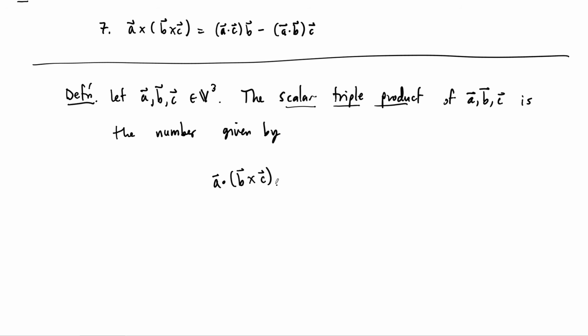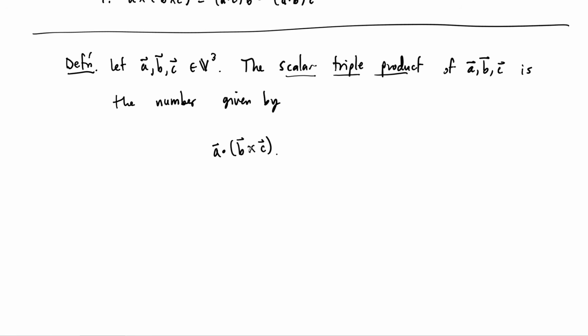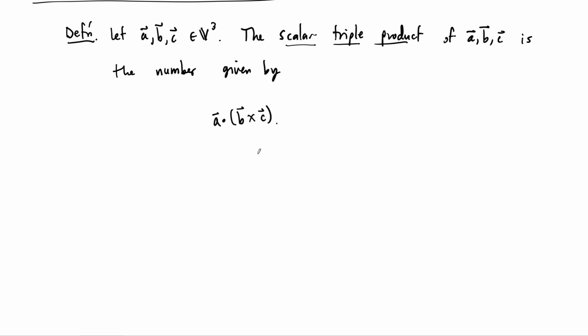Now, why do we care about this one? Well, remember that the length of B cross C is exactly equal to the area of the parallelogram spanned by those two. So down here I'm going to draw these vectors, all right? So I'm going to say this one's B, and let's say that this is C. All right, and we know that the area of this parallelogram is the length of the cross product.